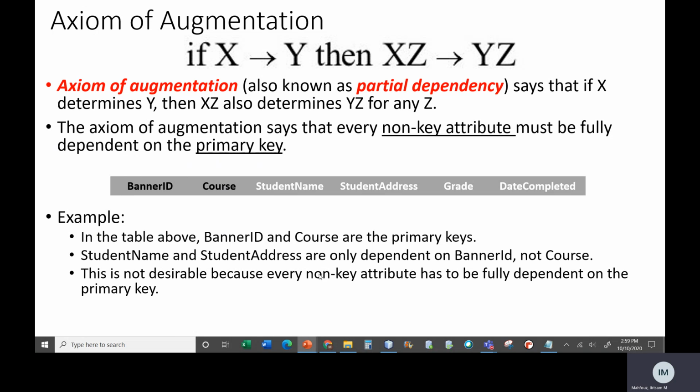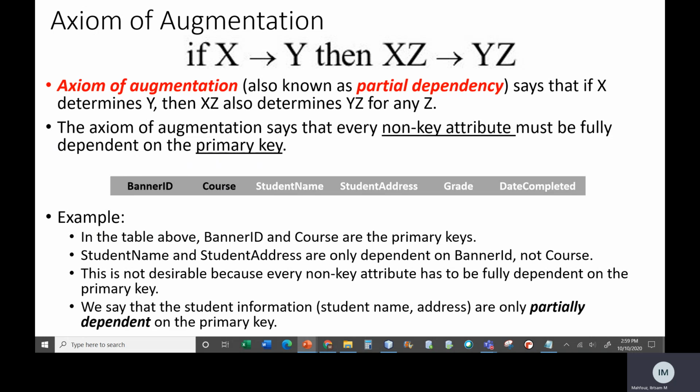And so partial dependency, when we're able to identify partial dependency, this will become useful because this is one of the things that we will try to avoid when we talk about reducing redundancy. Okay. So here, banner ID and course are both the primary keys. Student name and student address are only dependent on the banner ID. They don't depend on what course the student took. And so we don't like this. This is something that's undesirable because we want all attributes to be fully dependent on the primary key. We don't want them to be partially dependent on the primary key.